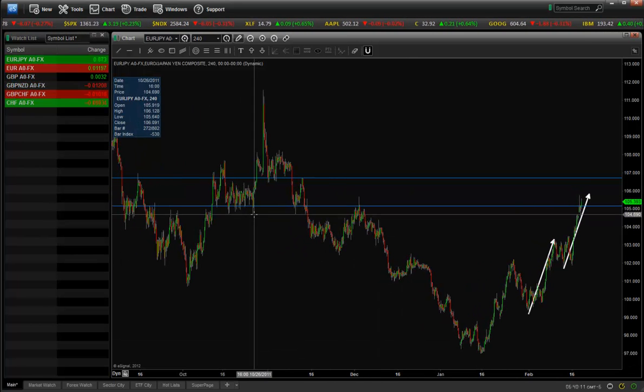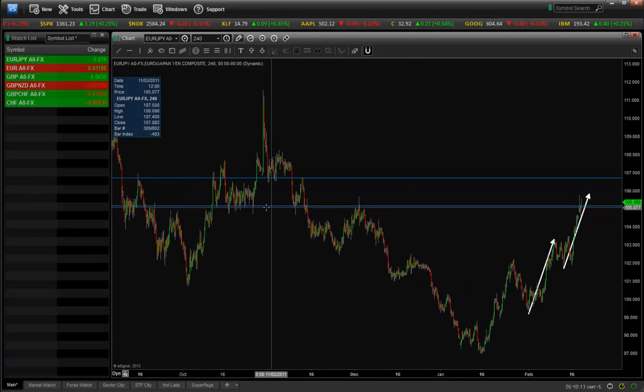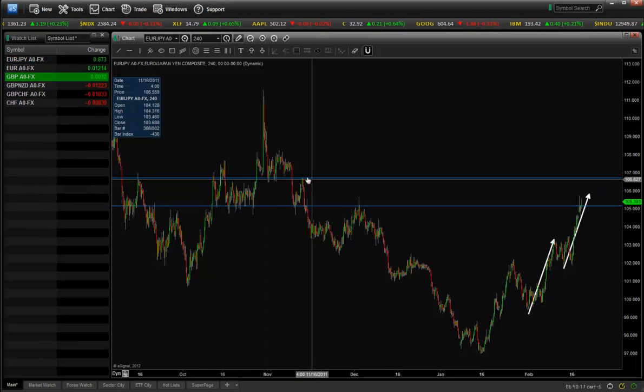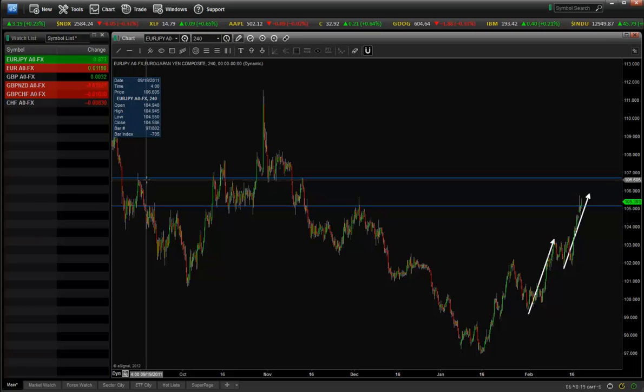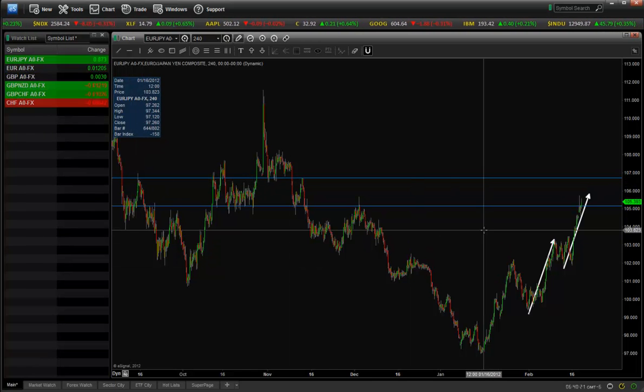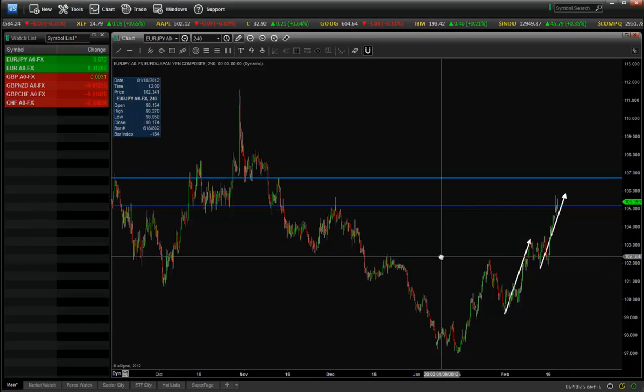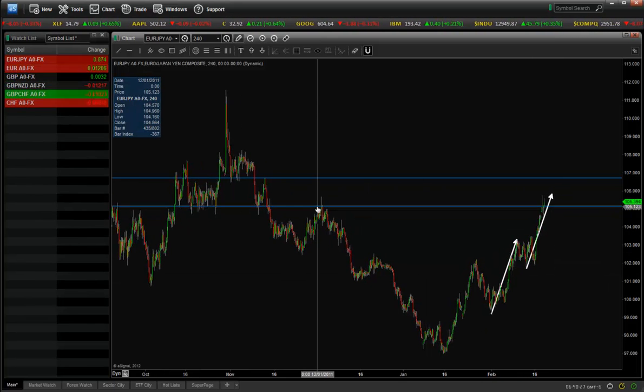If you look left, you're going to see support here and resistance. You're also going to see support here and resistance. And again, back here, a little bit more resistance. So we've got a potential reversal that could happen here on the euro yen. And we're back up against structure.